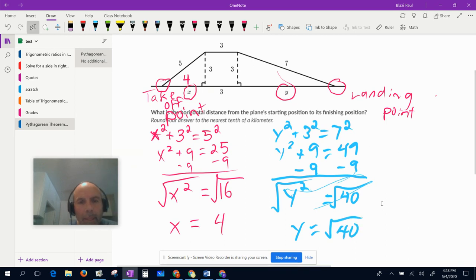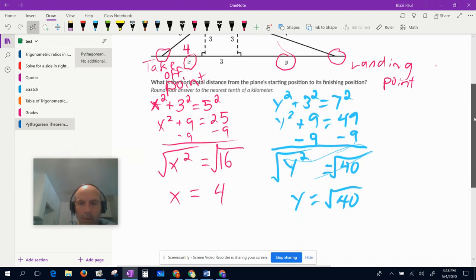Now, my answer on Khan Academy says round your answer to the nearest tenth of a kilometer. Well, guess what? We got to find our answer first, don't we? Y equals the square root of 40. What's the square root of 40? Let's find a calculator.